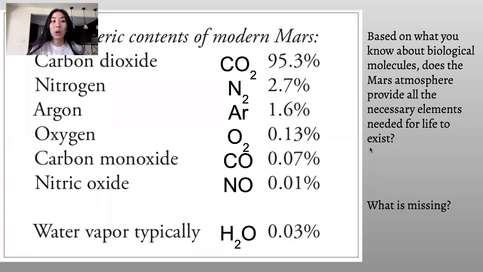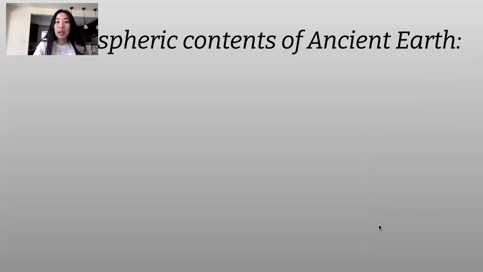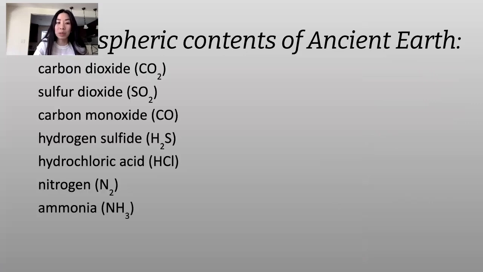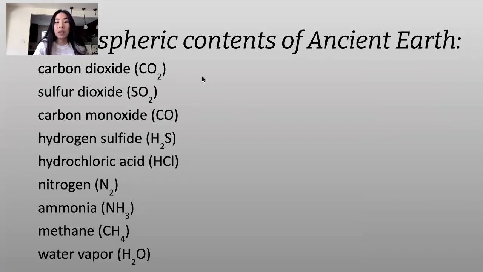Yeah. So according to what's in the atmosphere of Mars, there's no way we can make DNA and RNA because there's no phosphorus available. So when they were first collecting samples, this was their first sample. Now on ancient Earth, this was what scientists believe the atmosphere was made of. One thing to notice is there is sulfur present. However, there's still no phosphorus here.